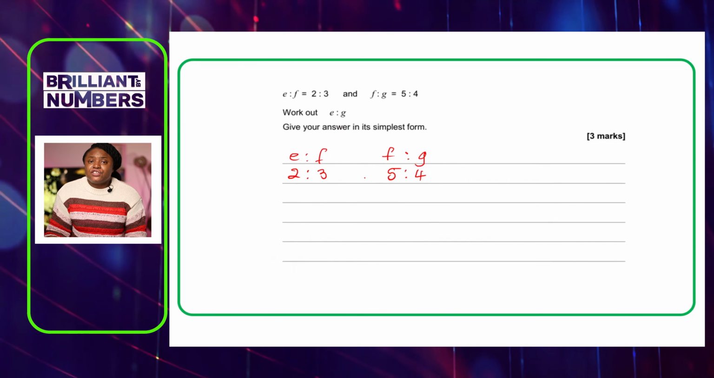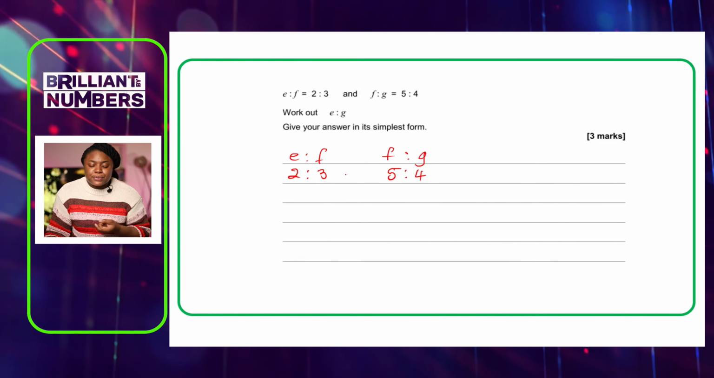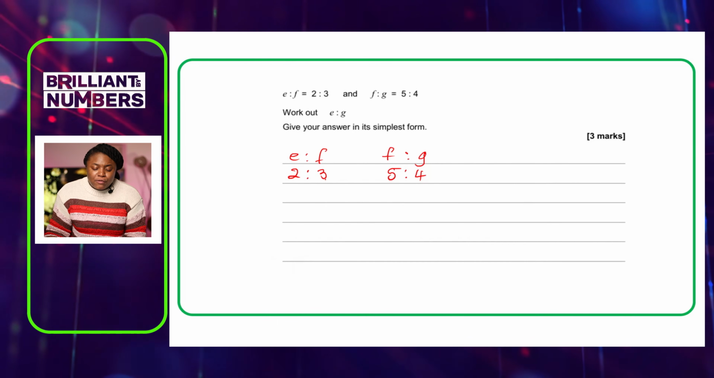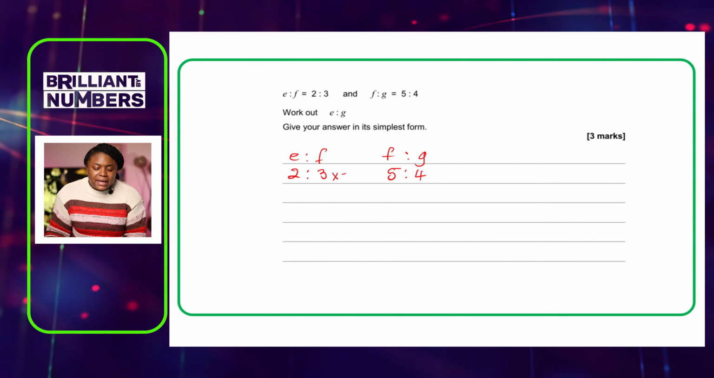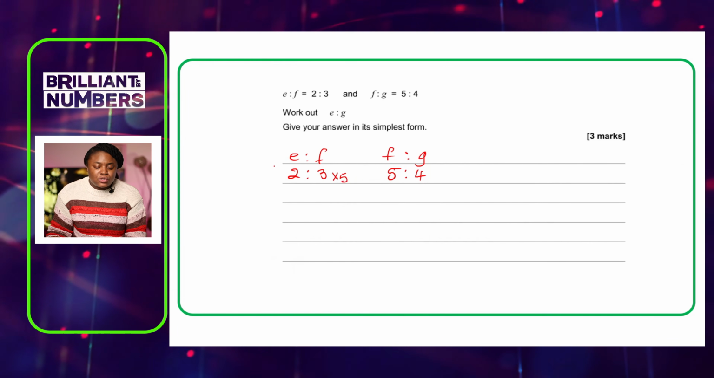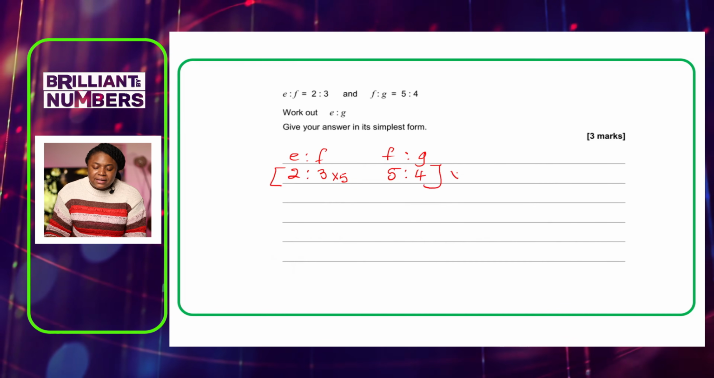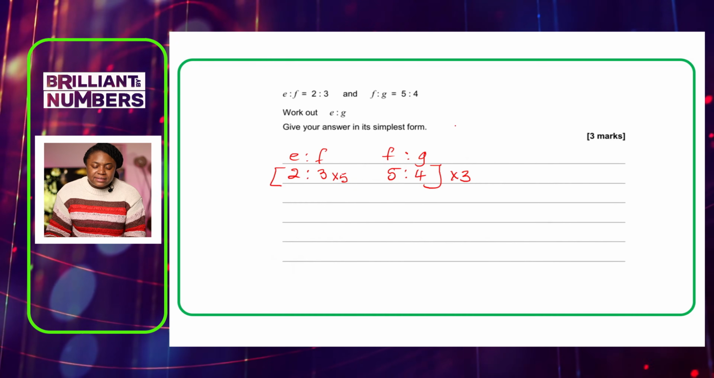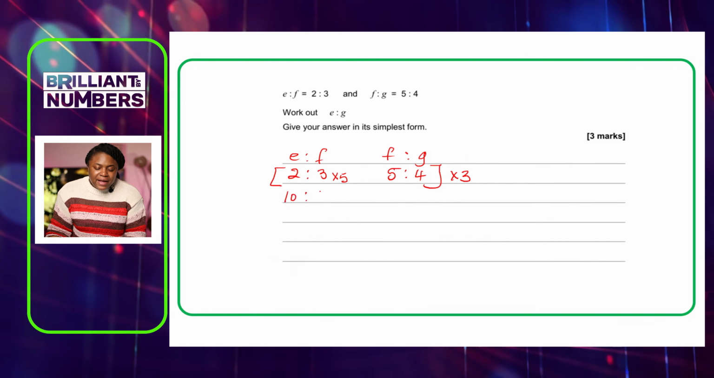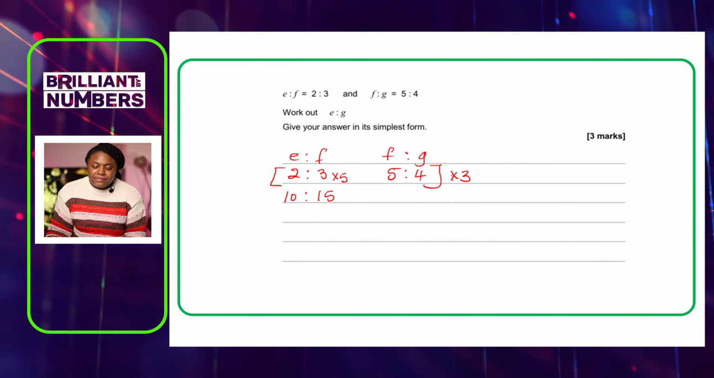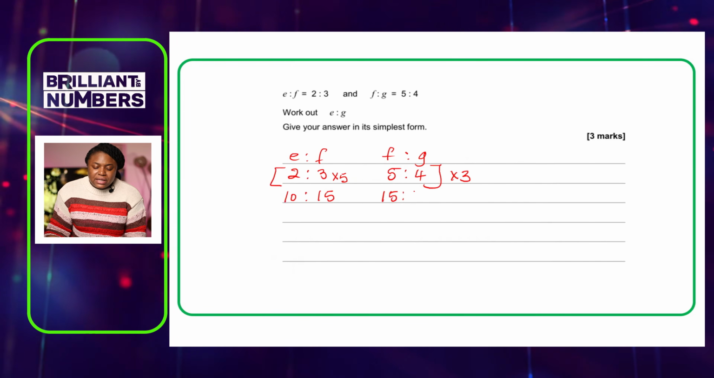So what we have to do is to make our f the same by finding the lowest common multiple. So the lowest common multiple of 3 and 5 is 15. So I need to multiply this by 5 to get up to 15. So all of this ratio will be multiplied by 5 and all of this side times by 3 to equalize them. So we go 5 times 2 is 10 and 5 times 3 is 15. 5 times 3 is 15 and 4 times 3 is 12.